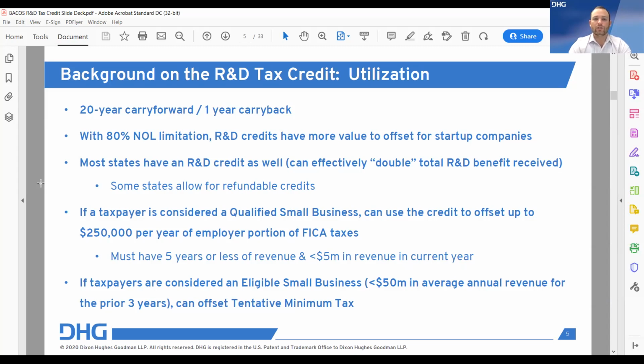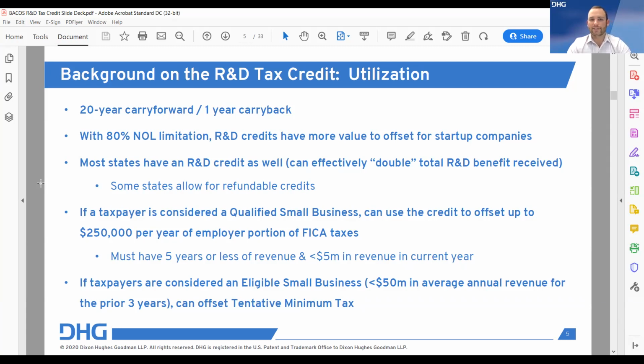The last thing that I'll mention on utilization, so if you're considered what's called an eligible small business, meaning that the average annual revenue is less than $50 million for the prior 3 years, then this can offset what's called your tentative minimum tax. It's also known as AMT in general. Now, for corporations, this is not really an issue after or beginning in 2018. But if you're a partnership or an S corporation where you have individual owners within the company, then this can be a great benefit if any of the owners may be in AMT for a year. It can help offset that as well.